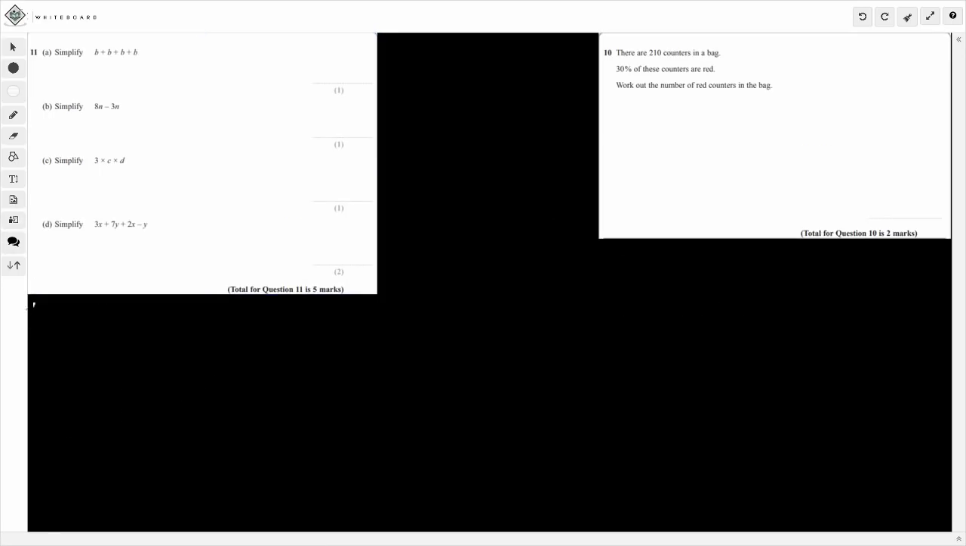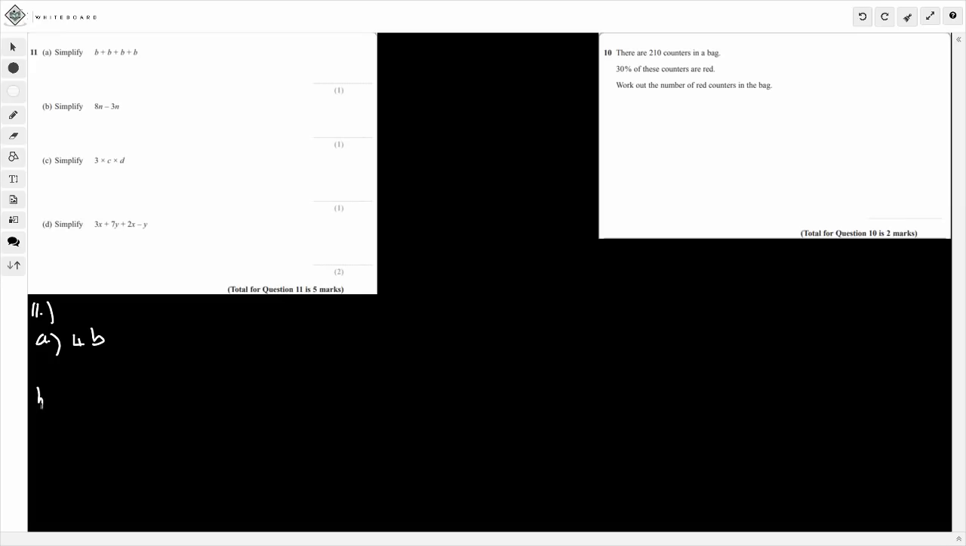So we got a bit more algebra here. Question 11. Part A, we've got b plus b plus b plus b. So what does this actually simplify to? Well, you've got to remember, this is not b to the power of 4. This is b plus b plus b plus b, which is 4 lots of b. That's all that will simplify to.